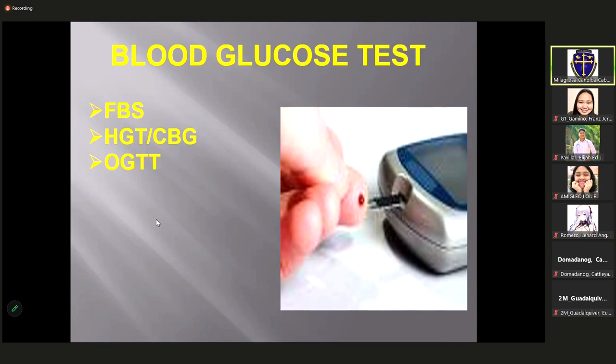So if the mother is made to fast around 8 to 10 hours, then blood will be taken at 6 in the morning. So at 6 in the morning, blood is taken. After an hour, blood is taken again, that is 7 o'clock.